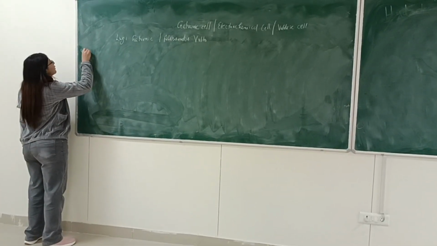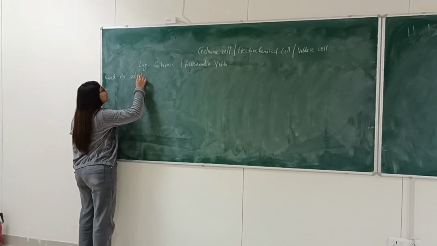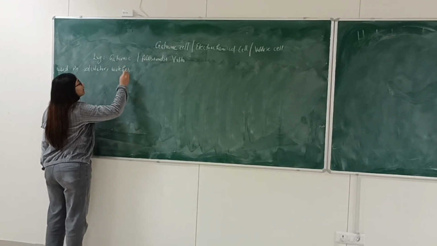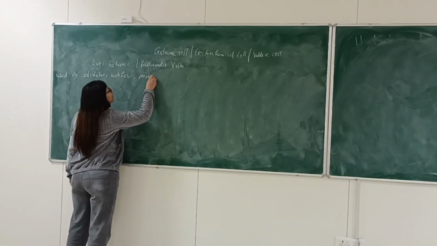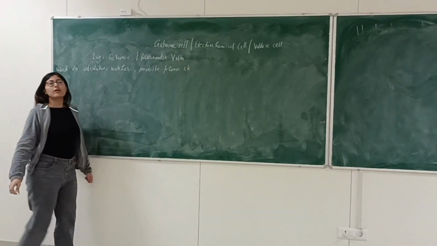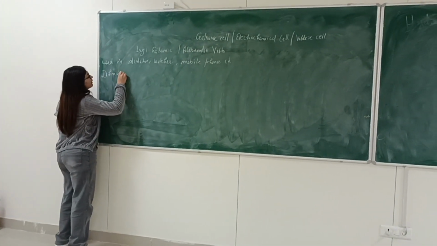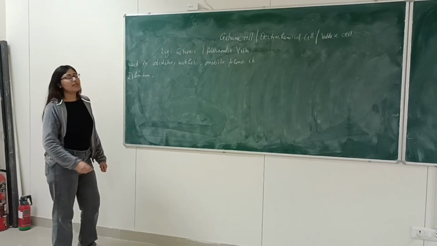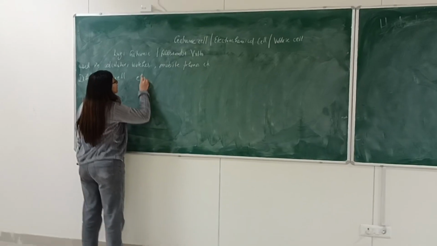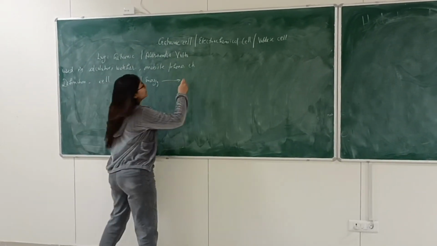It is used in the calculator, watches, mobile phones, etc. Also, now its definition. The definition of the electrochemical cell is the cell that converts chemical energy into the electrical energy.